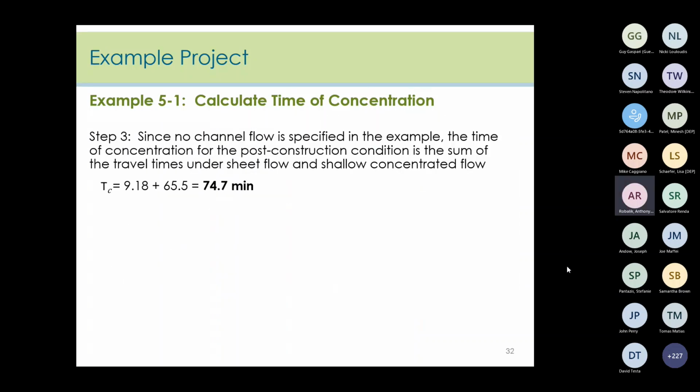And so our answer is the sum of the travel times for all the segments along the flow path. In this case, we have one sheet flow segment and one shallow concentrated flow segment, and the time summed to 74.7 minutes.